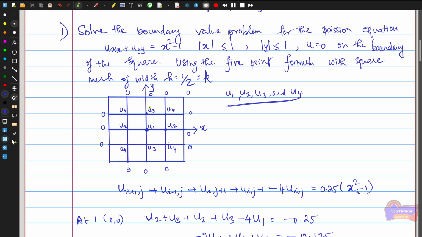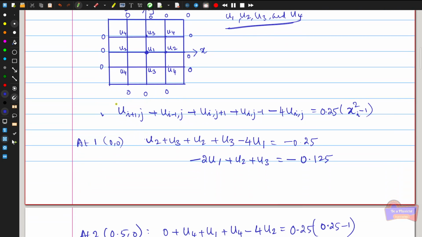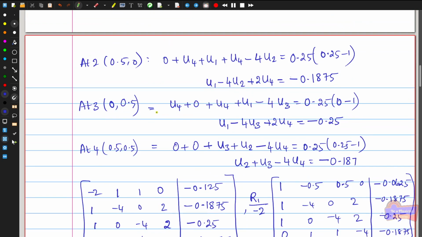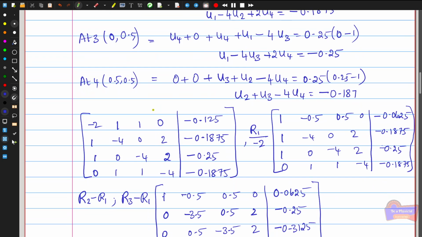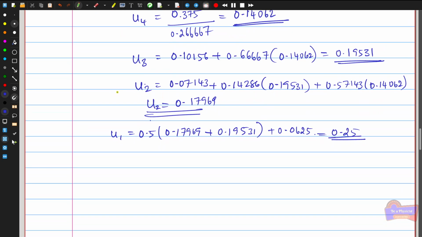Okay. Similarly, you can solve any Poisson equation problem using this 5-point formula. The only thing is you have to remember this equation and the 5-point formula. Then you have to accurately apply the Gauss elimination method to solve for the final values. Okay, so I stop here.